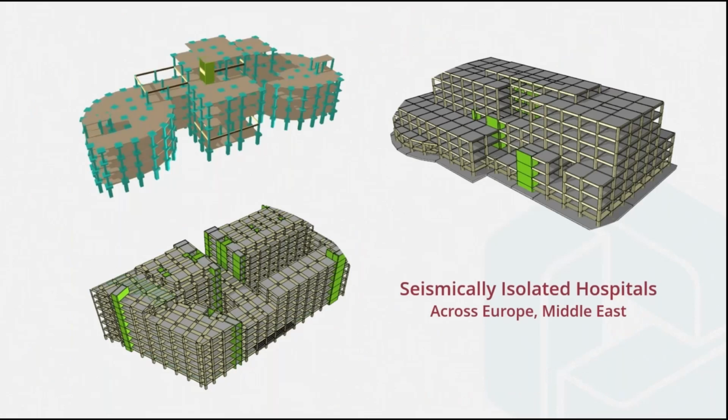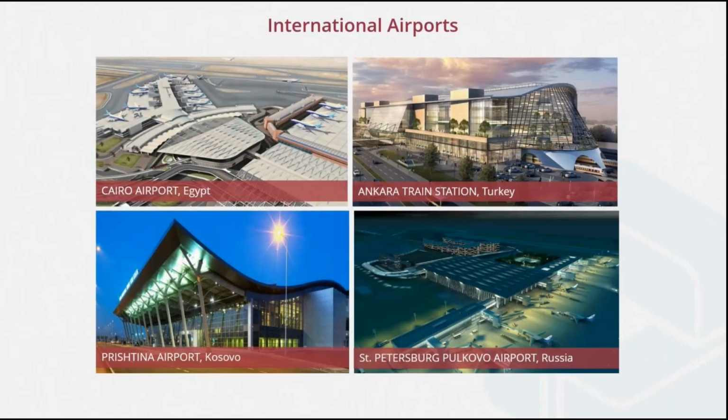Several hospitals were also designed with ProtaStructure, and one worthy note is that these hospitals were seismically retrofitted buildings. And with ProtaStructure's unique seismic capabilities, you can insert seismic isolators into your buildings as well. These are international airports and terminals in Egypt, Kosovo, Russia, and Turkey, delivered with ProtaStructure.